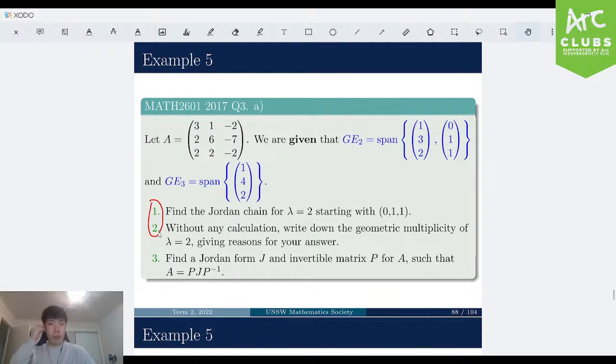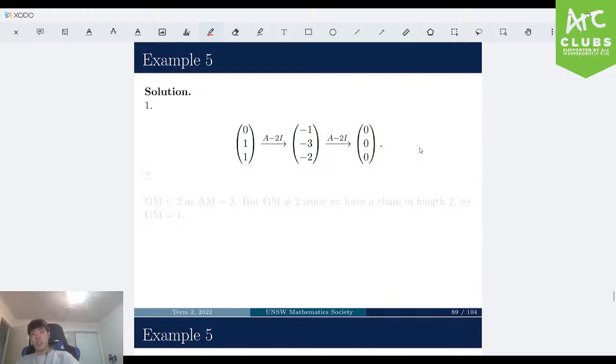Firstly, the question is, you have a matrix A, and we're given that the generalized eigenspace for lambda 2 is a span of 2 linearly independent vectors, and the generalized eigenspace for lambda equals 3 is a span of just one vector. Part 1 says, find the Jordan chain for lambda equals 2, starting with the vector (0, 1, 1). That should be simple enough. It's just saying start with this vector and complete the Jordan chain process, in which case it goes from here to here, here to here.